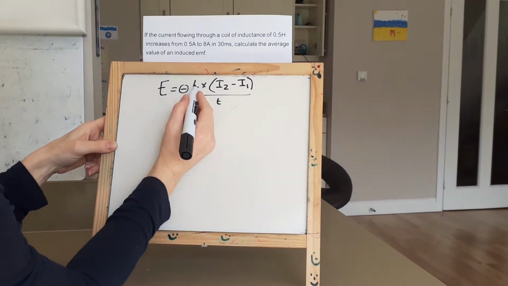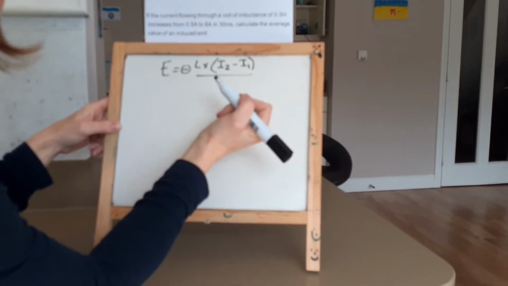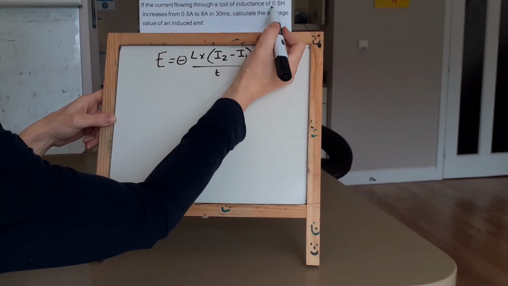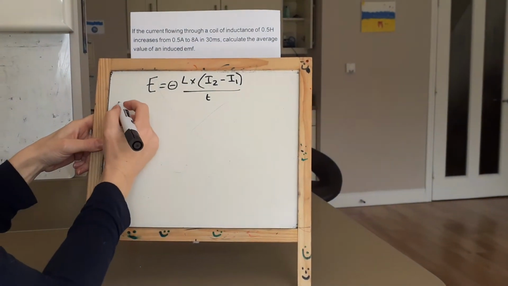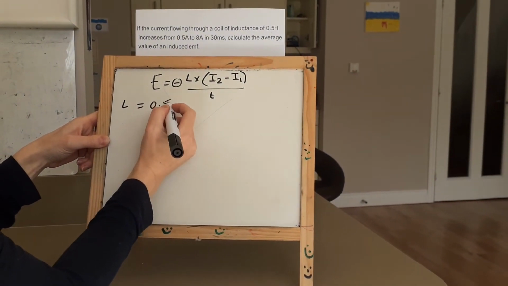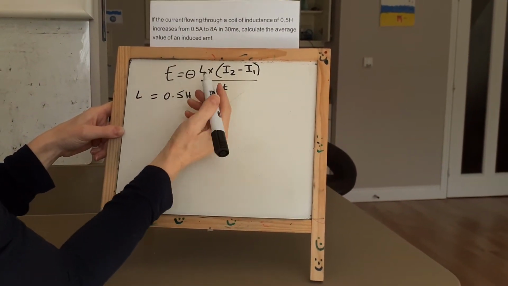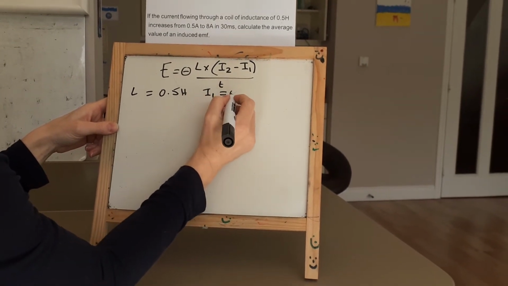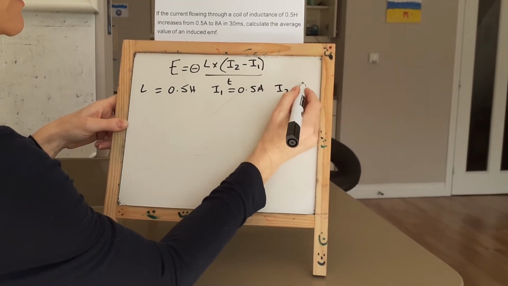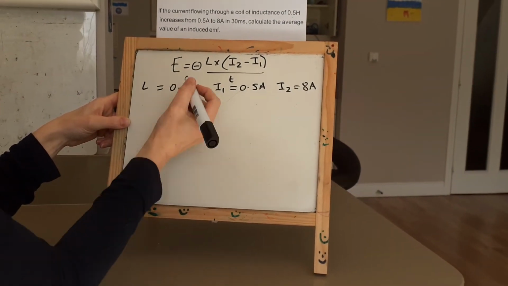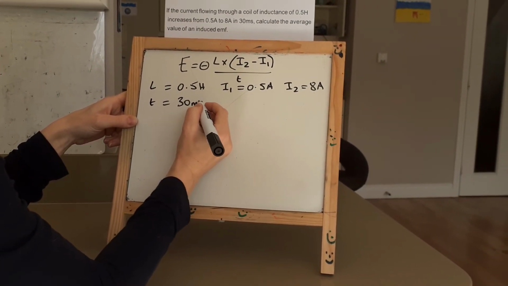So the first step is to identify what these numbers are with relation to the letters in our formula. So first of all, we've got 0.5 henries. Henries is our inductance, and that's our L in our equation. Then we've got our two currents. Our first current, the smaller one, that's our I1, and our second current, our I2, is 8 amps. And that all happens in a time frame of 30 milliseconds.